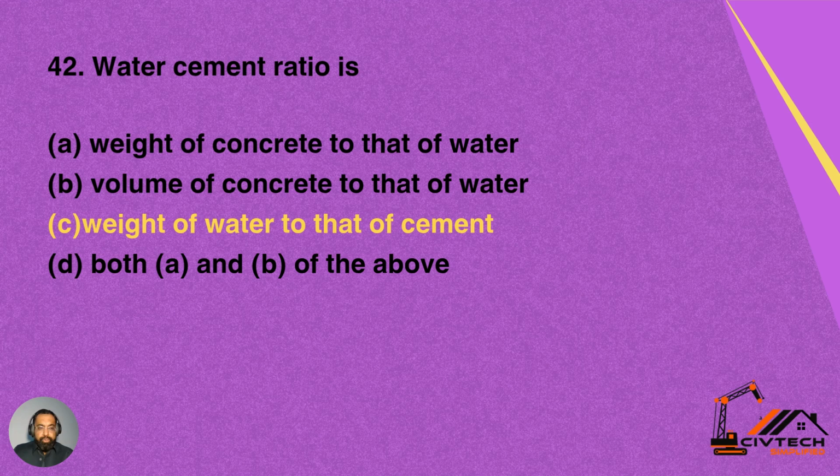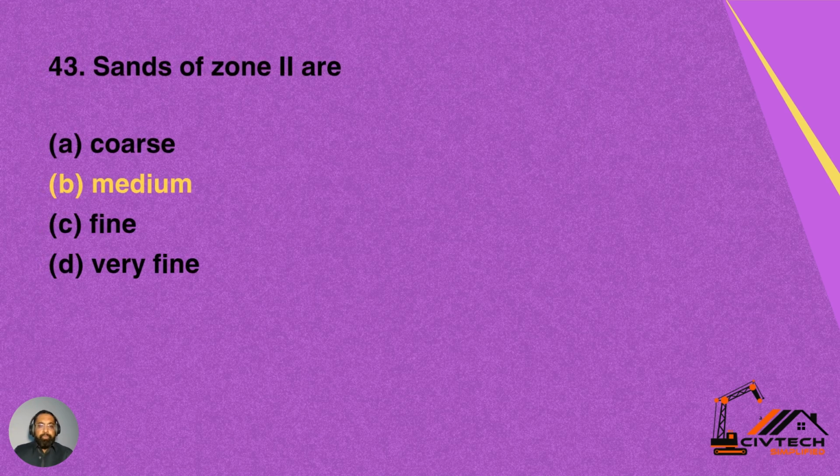Question number 42. What is water cement ratio? An important component of the concrete mix design. Option A, weight of concrete to that of water; B, volume of concrete to that of water; C, weight of water to that of concrete; D, both A and B of the above. So option C is the correct answer for this question. Weight of water to that of cement. C is correct for 42.